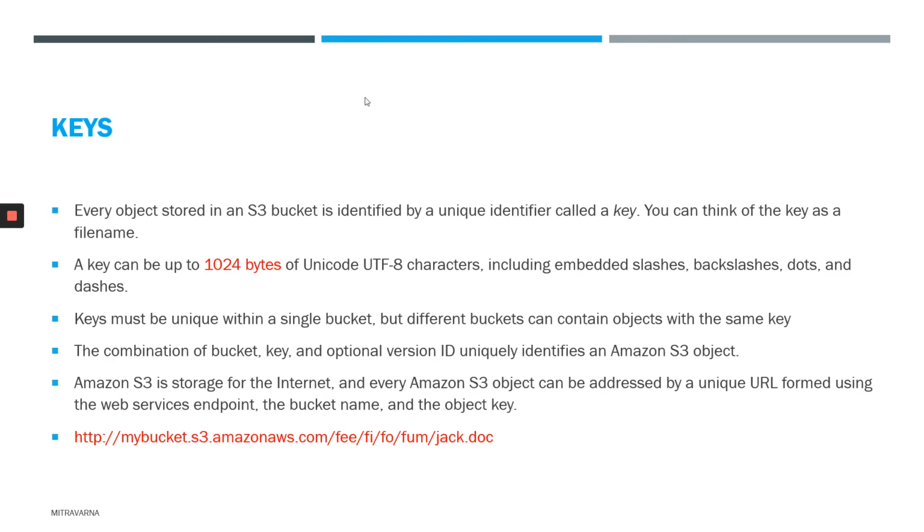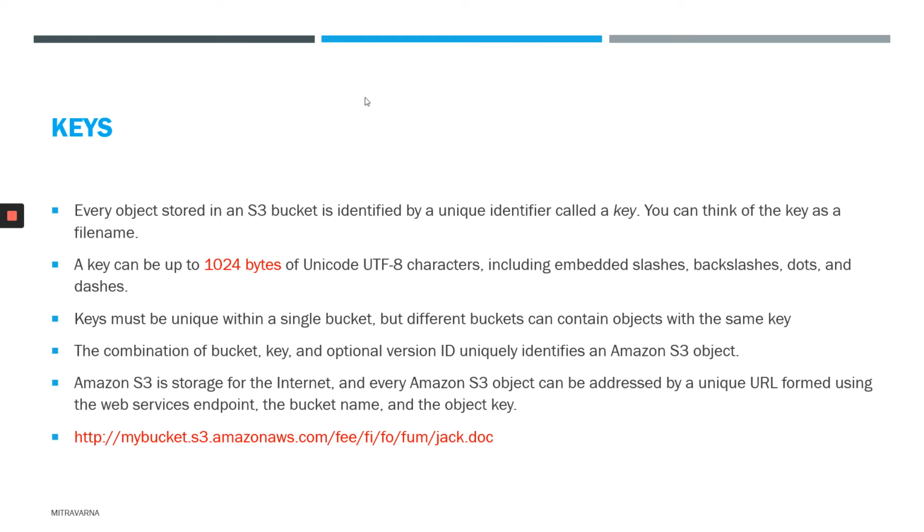So next one is a key. What do you mean by key? Every object stored in an S3 bucket is identified by a unique identifier called a key. This is nothing but a file name. You can think of a key as a file name. A key can be up to 1024 bytes of Unicode UTF-8 characters, including embedded slashes, backslashes, dots, and dashes. Keys must be unique within a single bucket, but different buckets can contain objects with the same key.